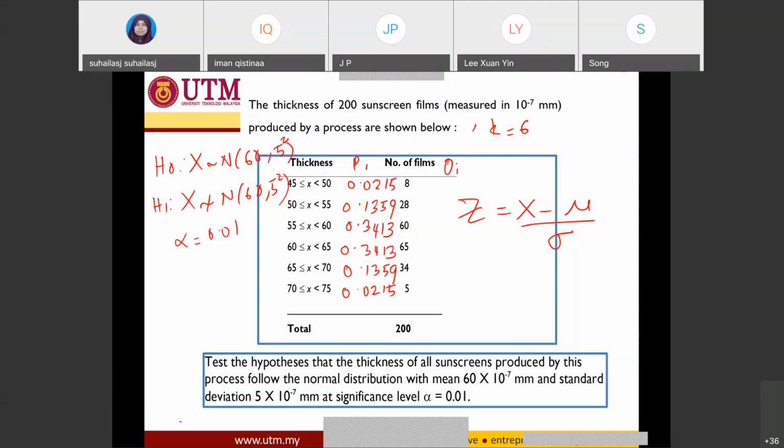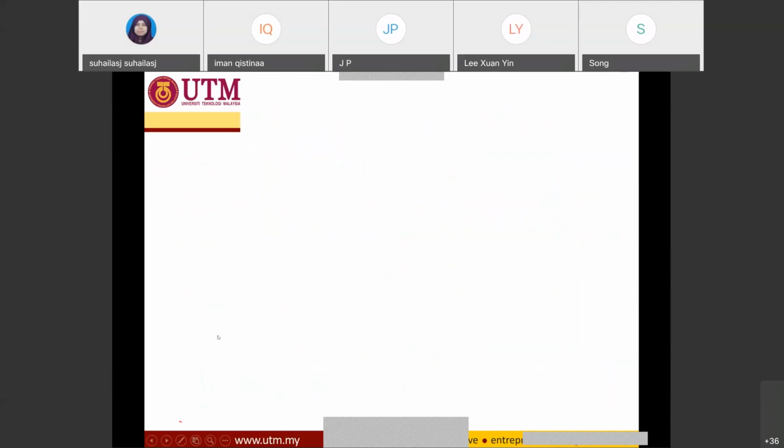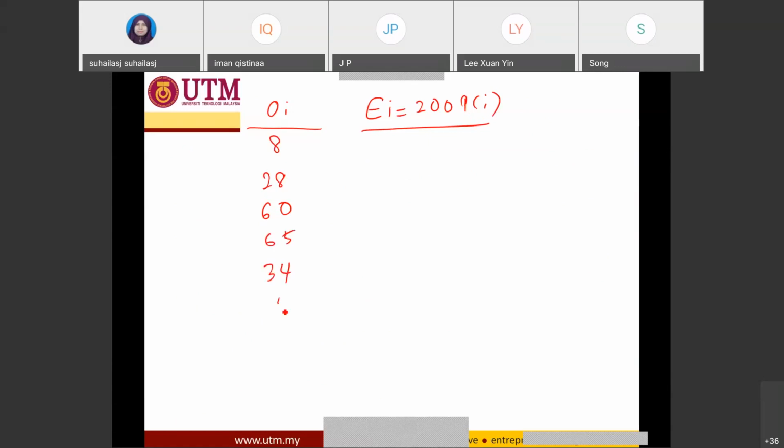Now you have already computed the probabilities, so let's compute the EI. Next slide. You write down that EI is just N times the probability, so we have here 200 times your probability. This is your EI. You copy back the observed values: 8, 28, 60, 65, 34, and the last value is 5.